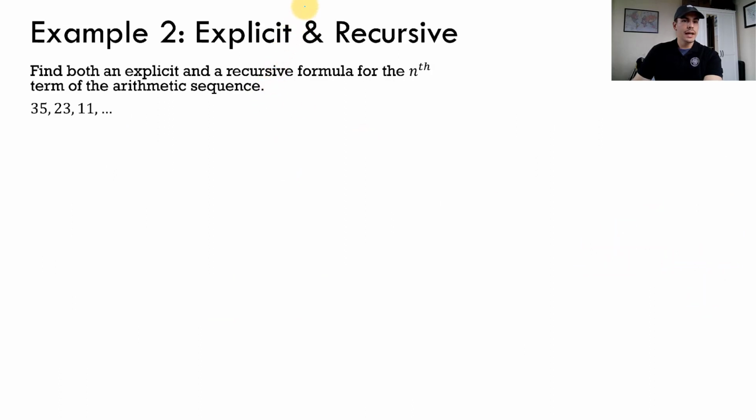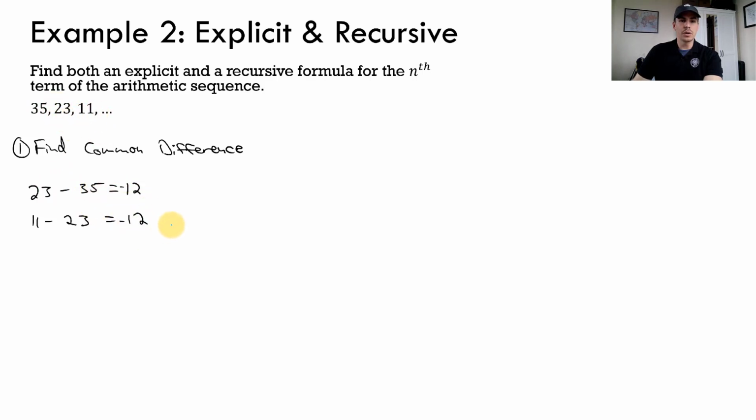All right, let's take a look at explicit and recursive formulas. So we're going to find both an explicit and recursive formula for the nth term of this sequence here. So first thing we want to do is find our common difference, and we do that again by just subtracting the first term from the second term. So 23 minus 35 is going to be negative 12, and then 11 minus 23 is negative 12 again. So my common difference is negative 12.